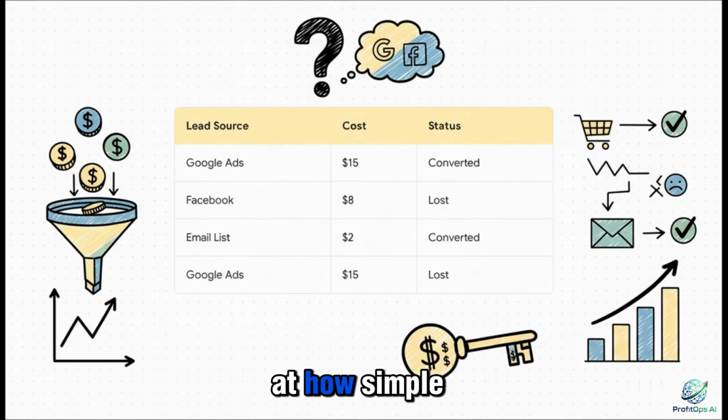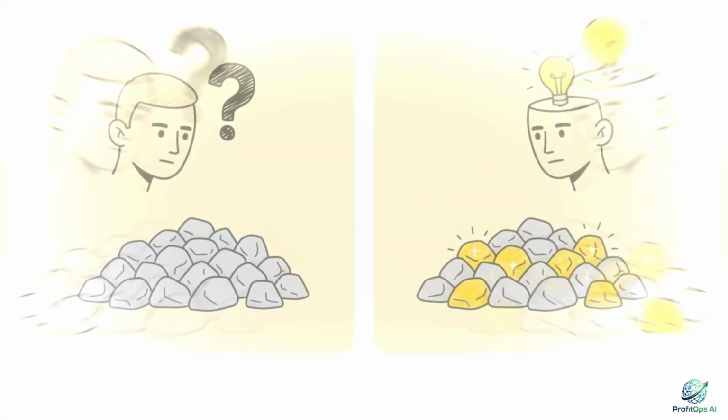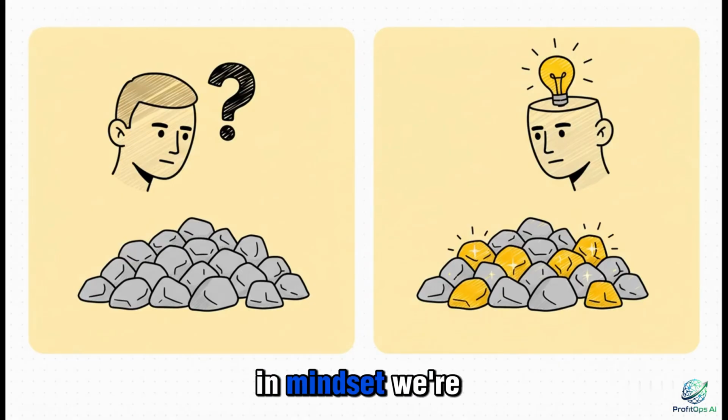And just look at how simple the data is that you need. All you need to track are 3 things: where the lead came from, how much it cost, and did they convert? Yes or no? That's it. Just those 3 columns hold the key to unlocking all of your ad spend efficiency. So this is the crucial shift in mindset we're talking about. You move from just guessing that all leads have some potential to knowing, based on your own data, that some of your lead sources are pure gold, while others, well, they're just fool's gold.